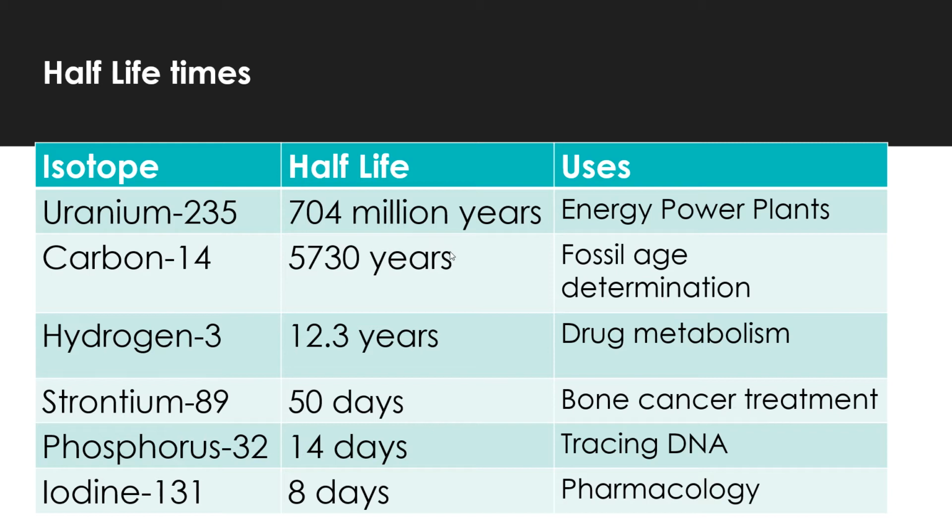Okay, so here are some half-lives for some common elements. Uranium-235 is used for power plant energy. It takes 704 million years for half of the uranium-235 atoms to become something more stable. Carbon-14 takes 5,730 years, and that's how we use it for fossil age.